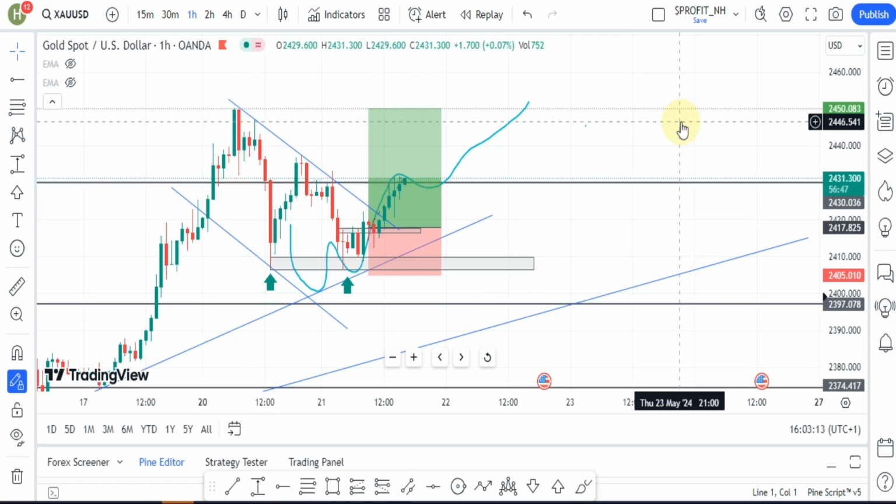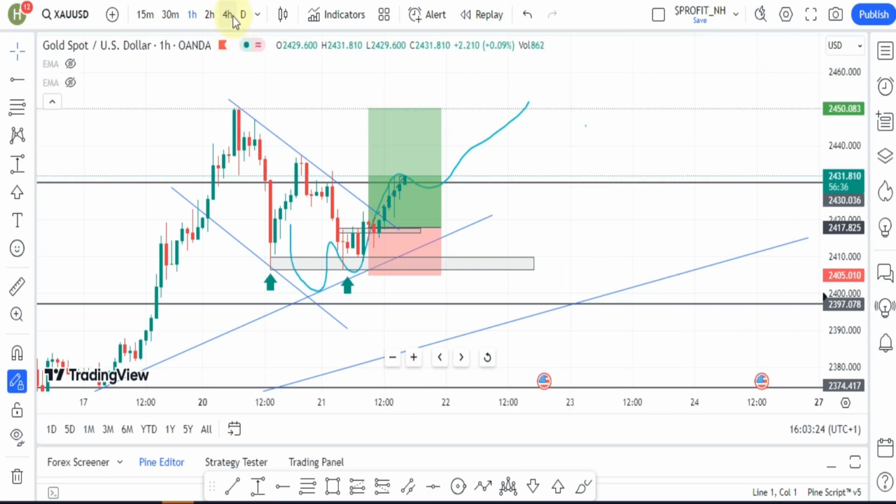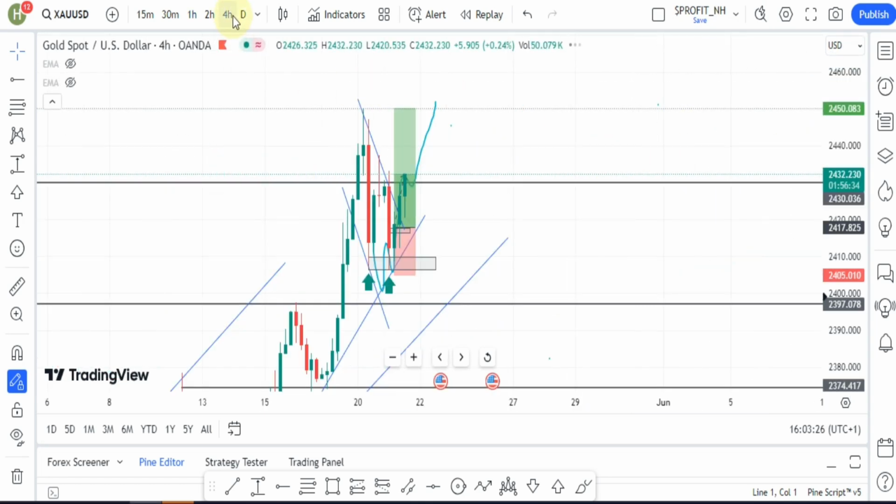So right now I want to show you how I identified the key areas in this market and what you should be expecting whenever you're looking at structures like this in the forex market. So the first thing, go to the bigger time frame, like the 4-hour time frame, and see what the market is doing there.